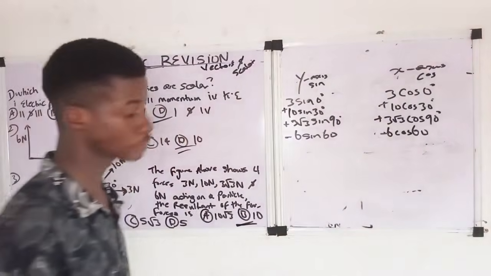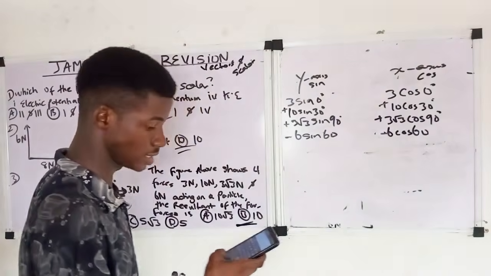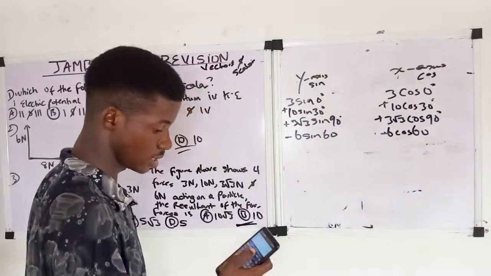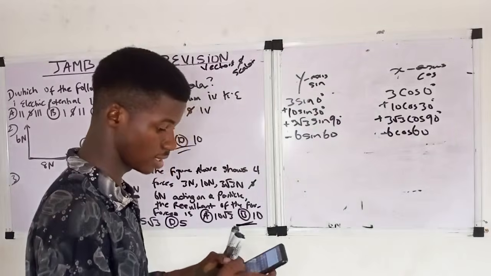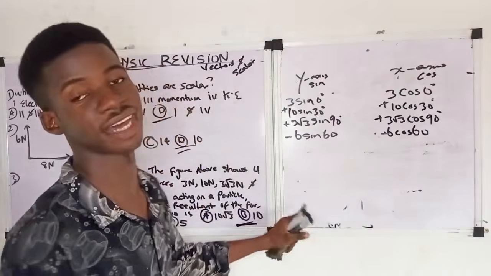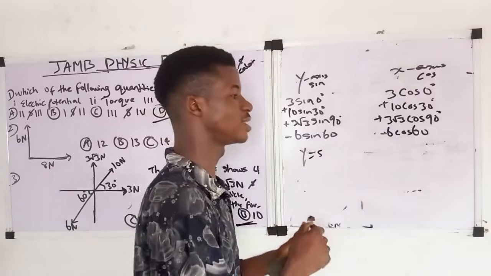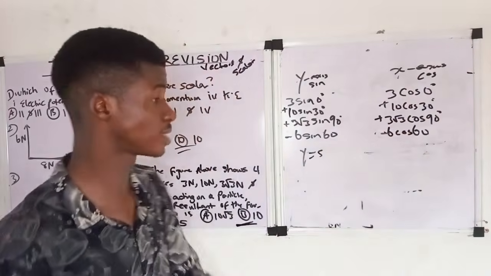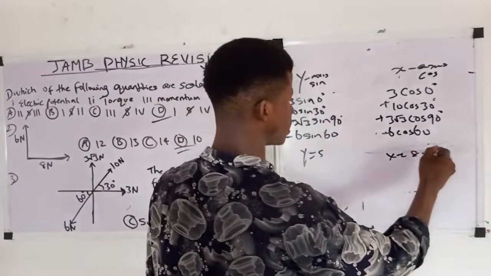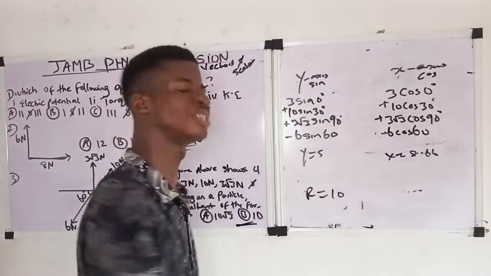So let's do 3 sine 0, then plus 10 sine 30 degrees, then plus 3 root 3 sine 90, then minus 6 sine 60. So our answer here is 5, right? Y is 5. And remember, previously we got y as 5, right? Yes. So to conserve time, if we do x, we have x equals 8.66. If we do everything, our answer will be 10. So that is just it.